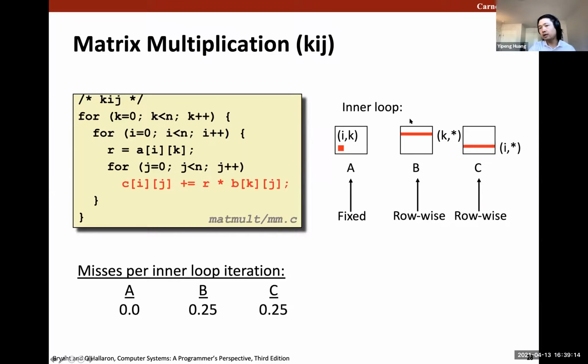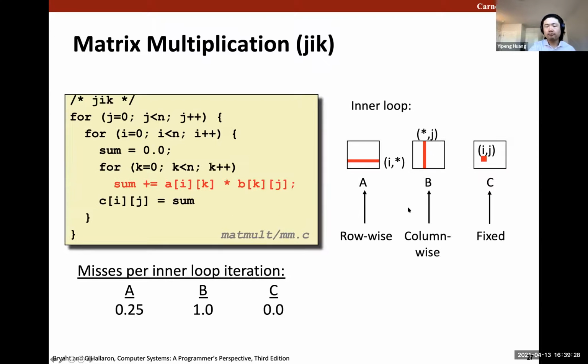And so here, the cache is much better able to service the requests to the elements in the B matrix and the C matrix in the innermost loop. Right, so this version of the matrix multiplication code is going to have better cache locality compared to the previous version.